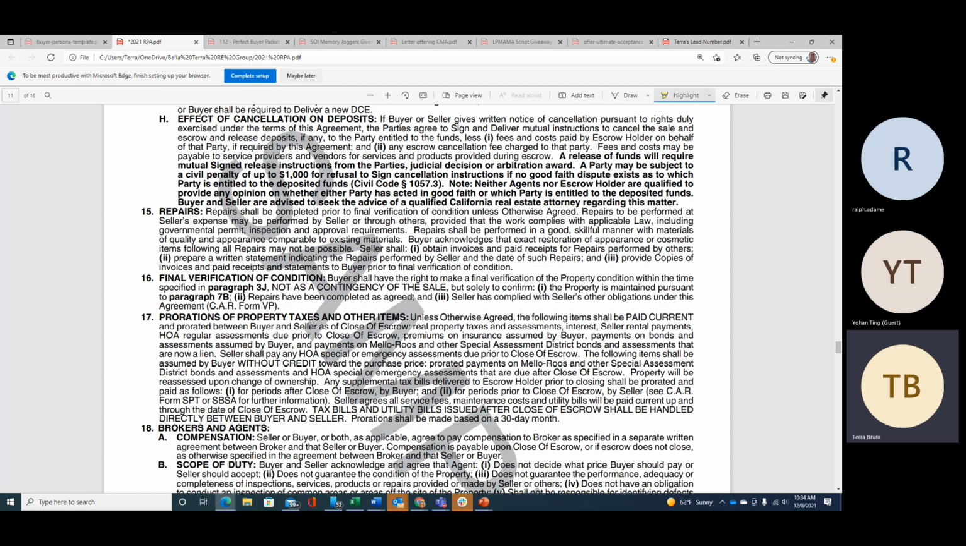Final verification of condition. Buyers shall have the right to make a final verification of the property condition within the time specified in paragraph 3J, not as a contingency of the sale, but solely to confirm that the property is maintained pursuant to paragraph 7B, repairs have been completed as agreed, and the seller has complied with seller's other obligations under this agreement. So it is not a reason to cancel because contingencies have all been removed already anyway, but it could be potentially, like I said, I had a property where we went for the final walkthrough and all the copper pipe is gone from the walls.